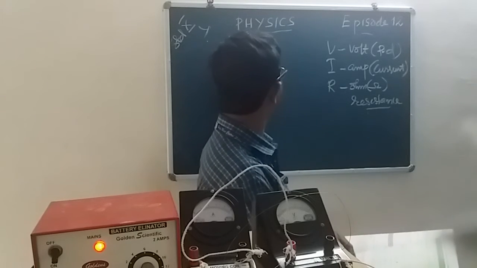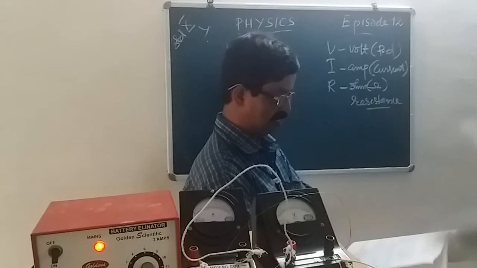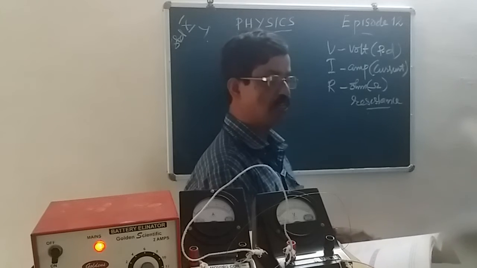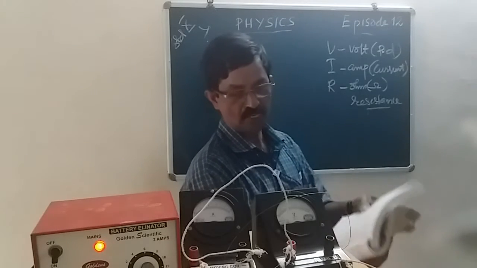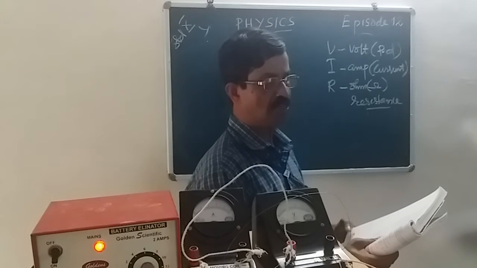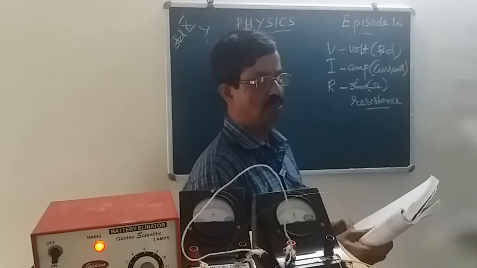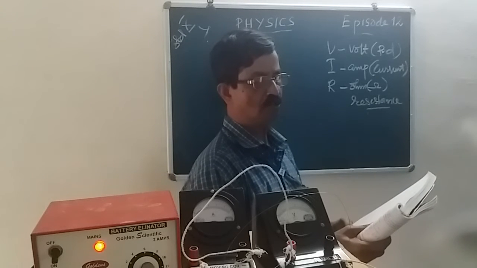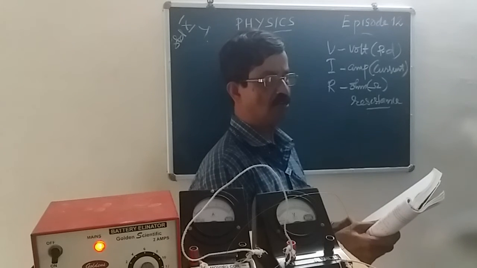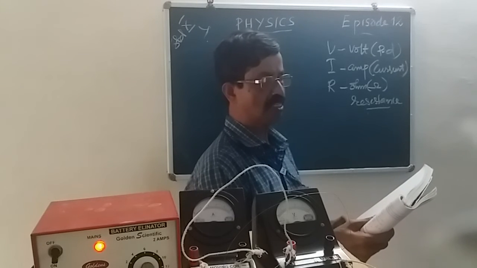With these equations, we can solve two questions given in our text. Among that, the first one is from page number 208. How much current will an electric bulb draw from a 220 volt source if the resistance of the bulb is 1200 ohm? B. How much current will an electric heater coil draw from a 220 volt source if the resistance of the heater is 100 ohm?